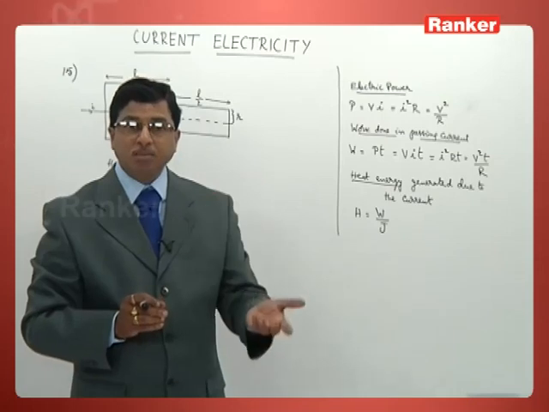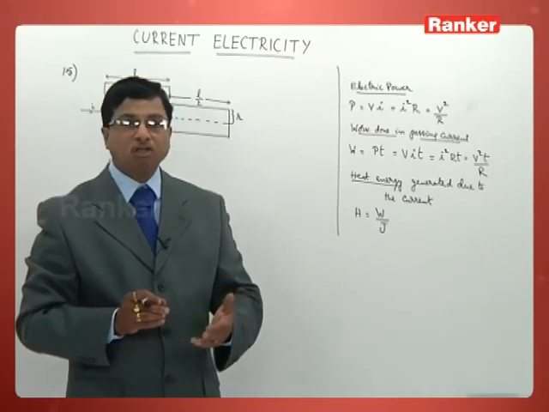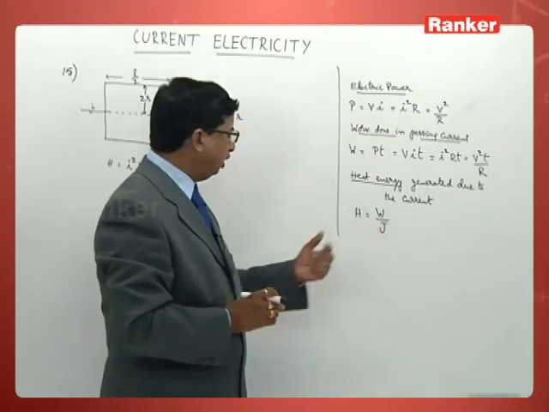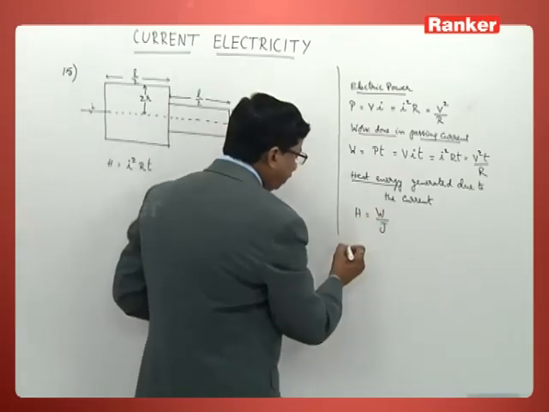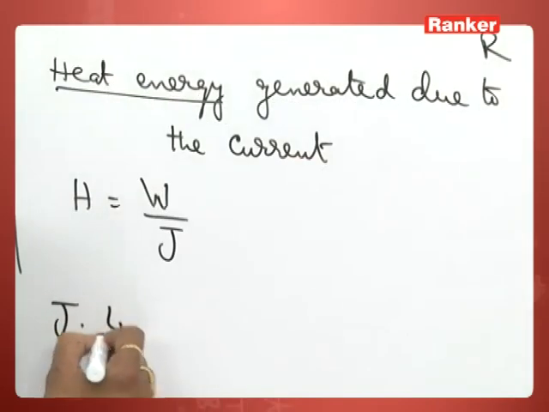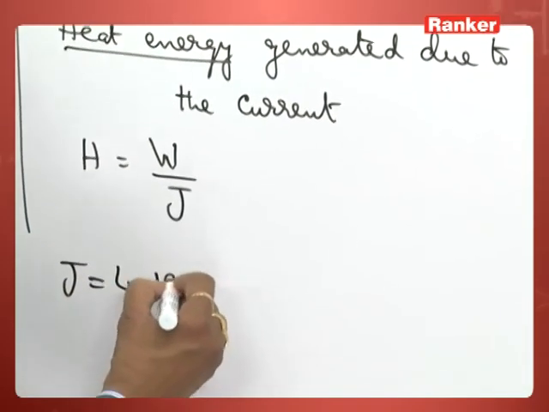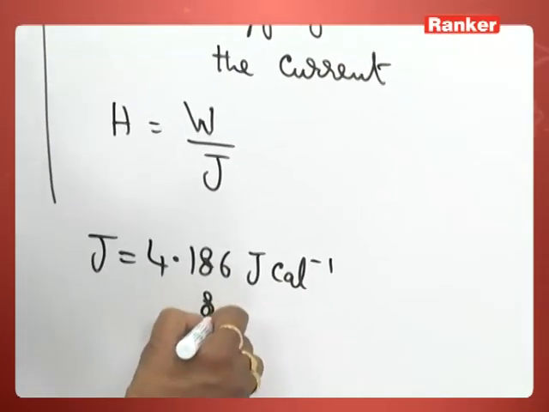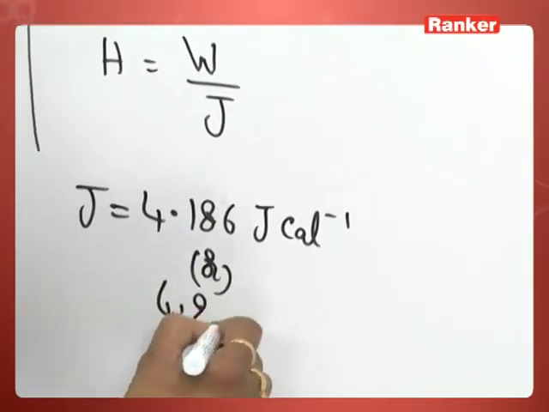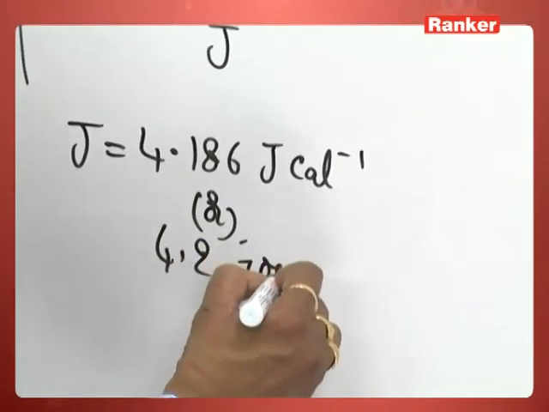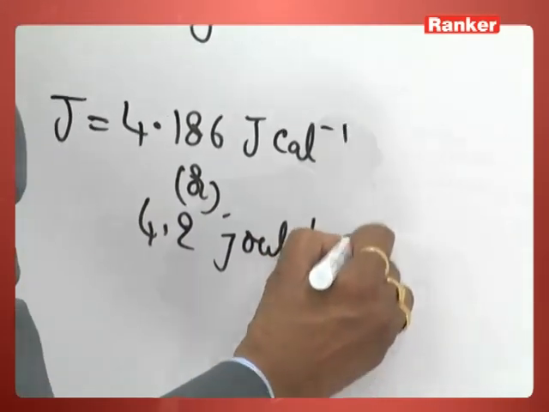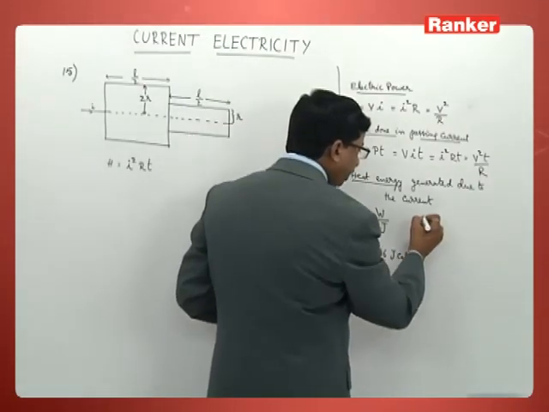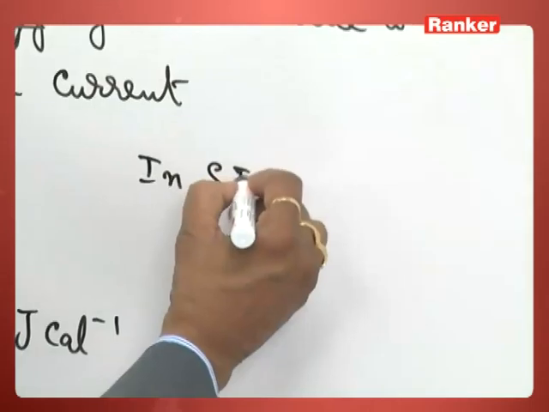That has got another name also. It is also called Joule's constant. And of course we can all understand the value of J, that is going to be 4.186 joule per calorie. For all practical calculations, we write this as 4.2 joule per calorie.